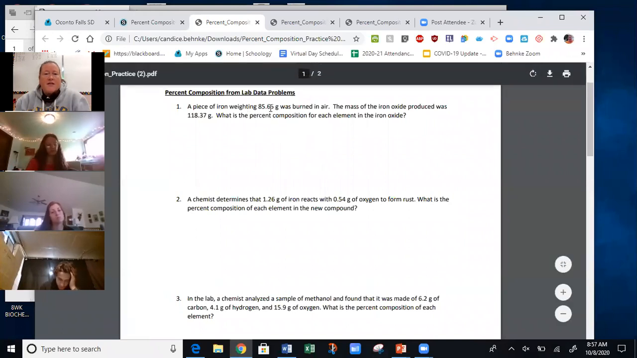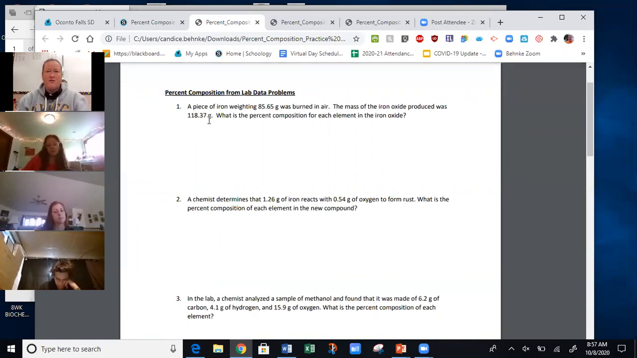The first one is an example that I was talking about. It says that a piece of iron has a certain mass, and it gives you the total mass of the iron oxide. So you need to actually retroactively go back and get the mass of the oxygen in order to solve this problem.